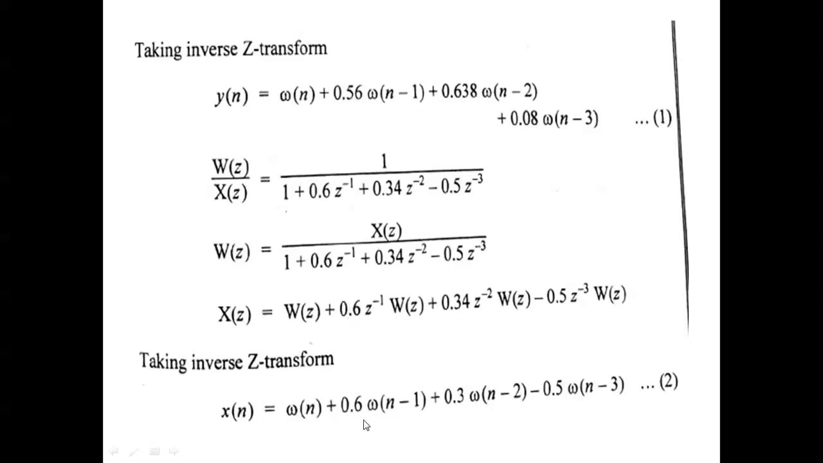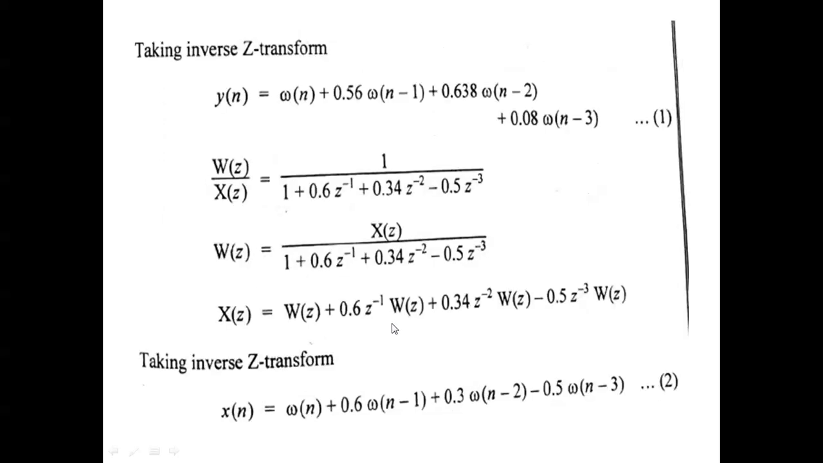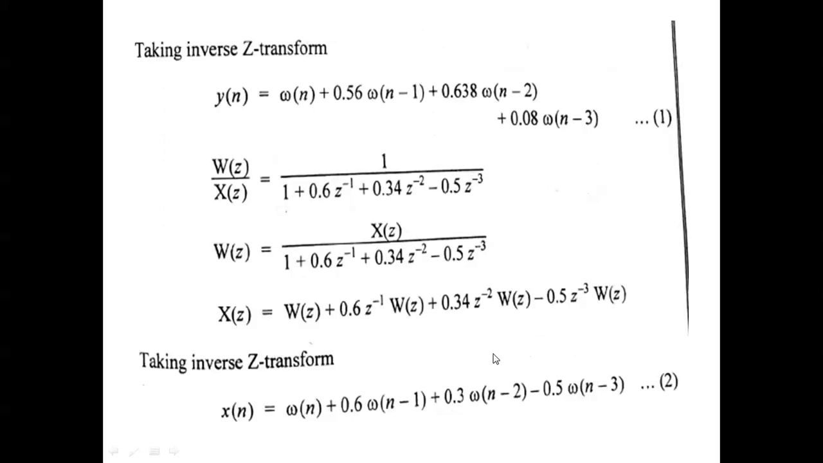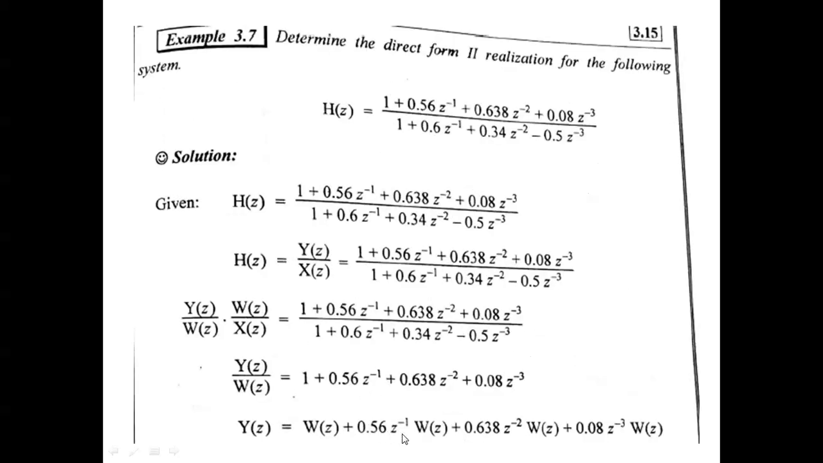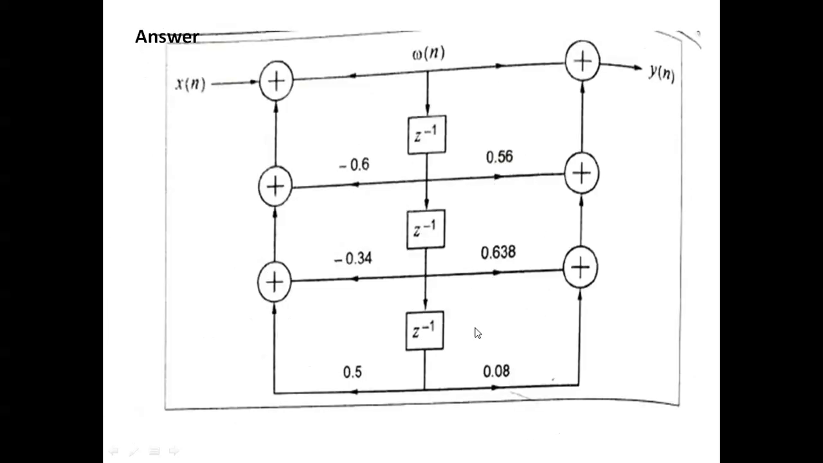So this is the x of n side: 1.6 for one delay, 0.3 for two delays, 0.5 for three delays. Then 0.6 for one delay, 0.34 for two delays and 0.5 for three delays. Similarly 0.6, 0.34 and 0.5 are put here. 0.56, 0.638, 0.08 are put on the output side. So this is the answer for direct form 2.